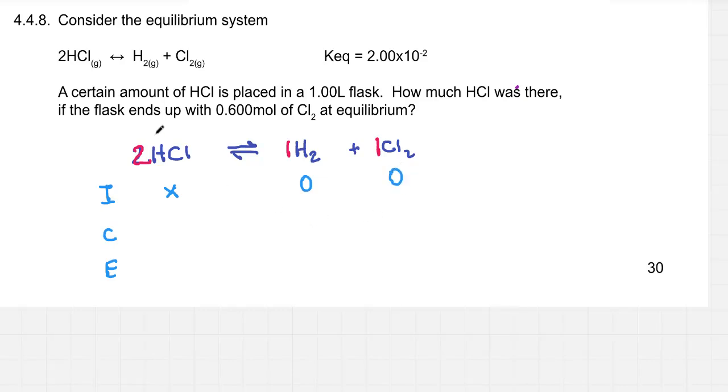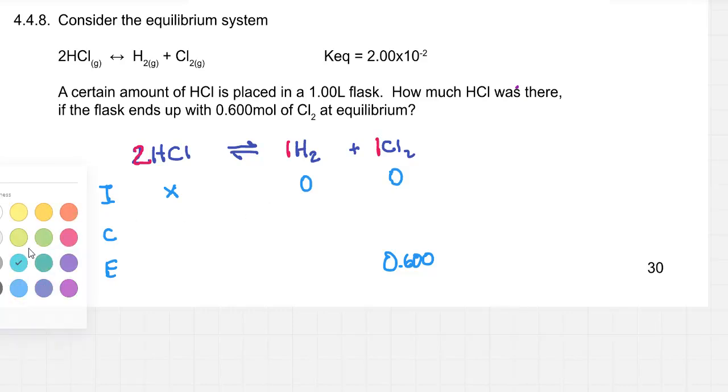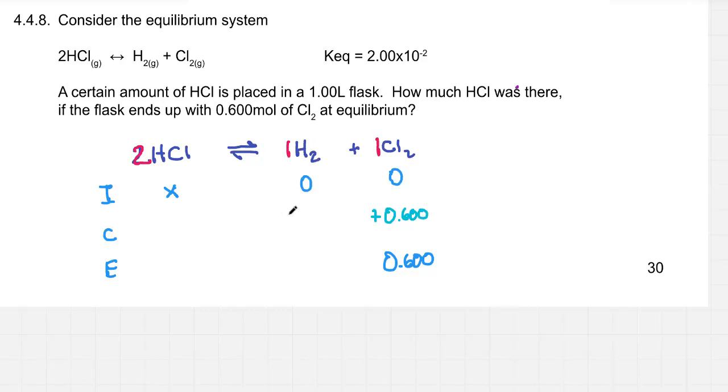Time passes, and at equilibrium, the flask ends up with 0.6 moles of chlorine, 1 liter flask, so we don't have to divide any of these things in a weird way. We get 0.600 for our chlorine. Now, what else can we fill in here? If the chlorine went from 0 to 0.6, that means it increased by 0.6. Chlorine and hydrogen are 1 to 1, so this also went up by 0.6. And this being twice as big, being 2 to 1 ratio with the others, means its change has to be twice as big also. So this will be minus 1.2.